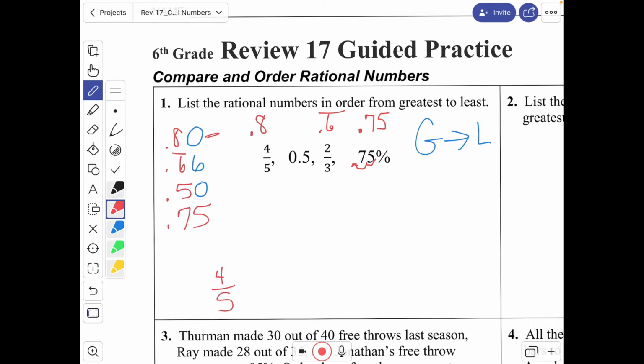So we want to write 4/5 first because that's what that was originally. And next would be the 0.75. That was 75%. And then next would be the repeating 6, which is 2/3. And then 0.5.